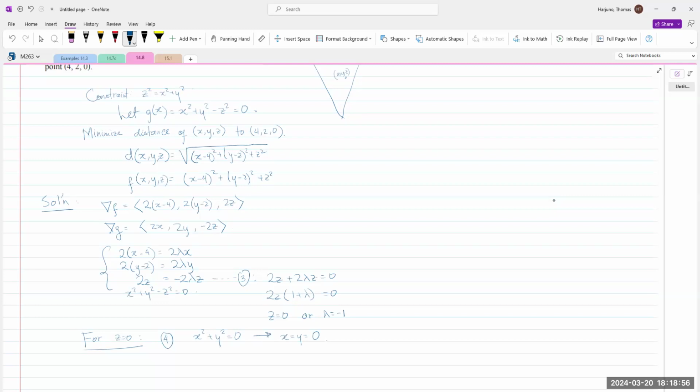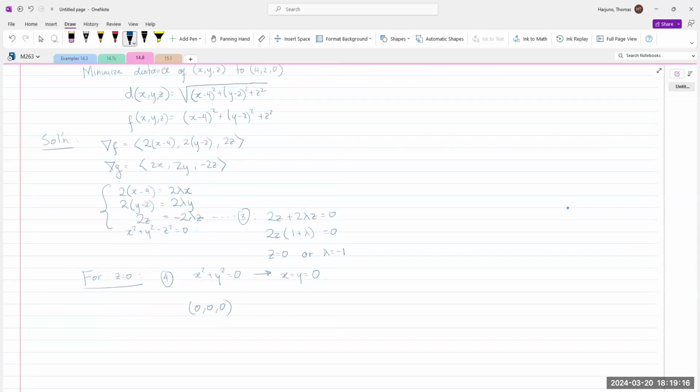Right? There's no way. x squared plus y squared equals 0 only when x equals y equals 0. In other words, the coordinates we are talking about are (0, 0, 0). However, I don't think this satisfies the other two equations. You see what I mean?